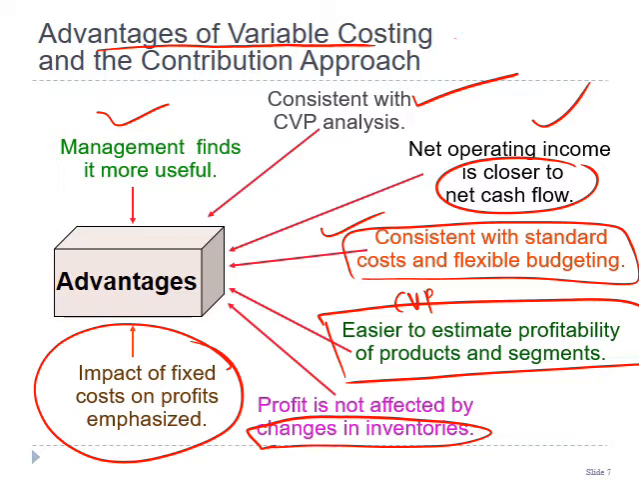So in that case, let me just redefine this part: the fixed cost appears explicitly on the contribution format of the income statement. Thus, the impact of the fixed cost on profit is emphasized, which means you can just see how this fixed cost is going to affect my profit. If I reduce my fixed cost, will I be able to increase my profit to a greater extent? So you can find out different kinds of strategy mixes.